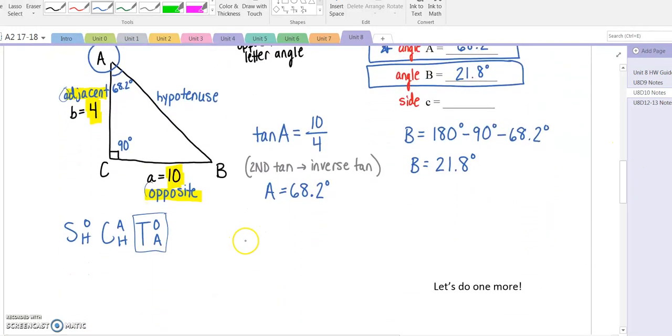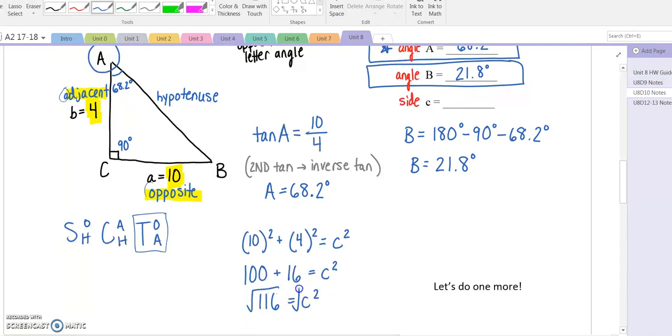So over here, I'm going to do A squared. I'll just make that 10 plus B squared, which is 4. And that's going to equal my hypotenuse, which I don't know, so that's why I'm leaving it as C. And then you can use your calculator to help you out. 10 squared, that's 100. 4 squared is 16. So I have 116 equals C squared. And if I square root it, I should get my answer.